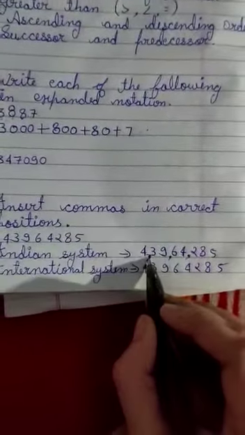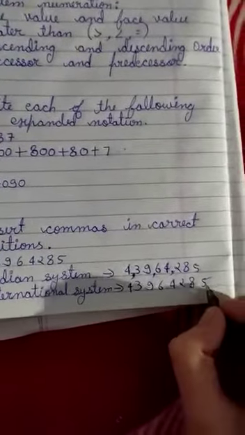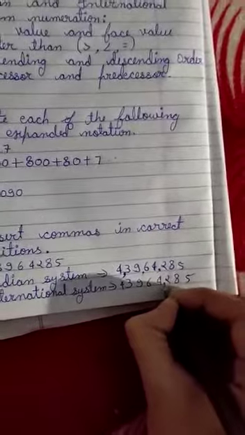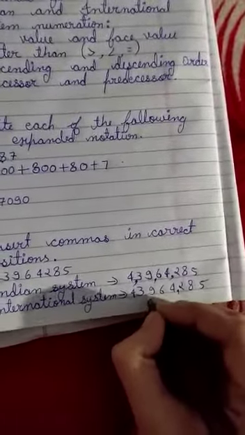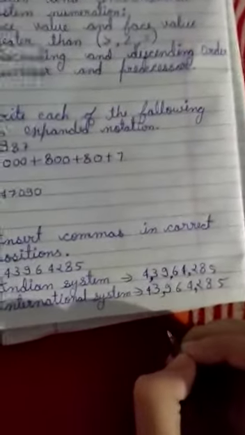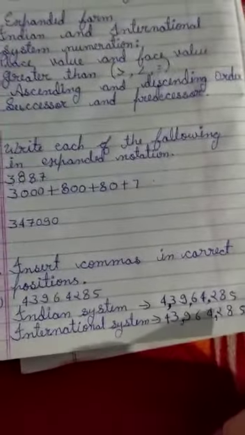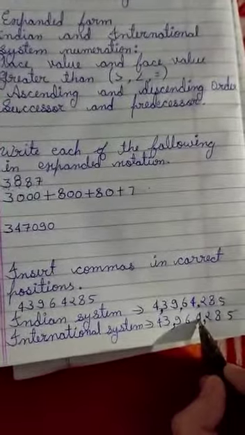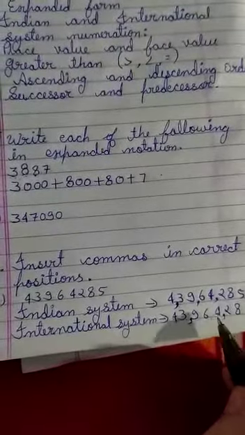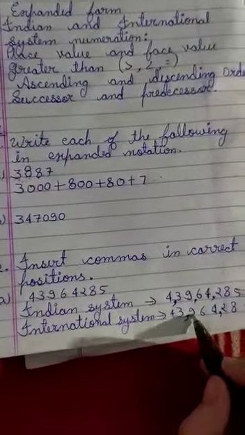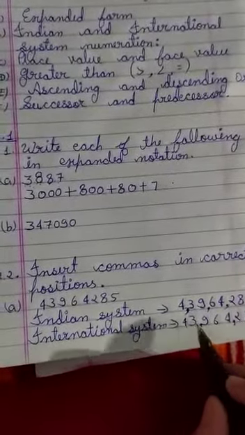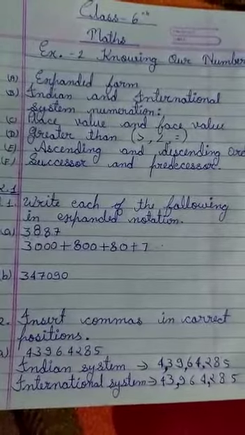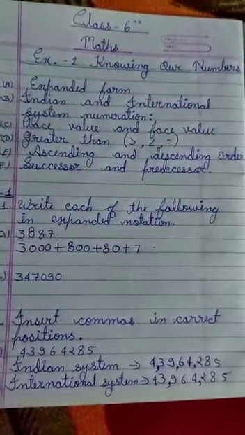In the international system we put commas after every 3 digits. So we put a comma here, and after 3 numbers we put a comma again. In the international system here are ones, tens, hundreds, thousands, 10,000, 100,000s, and this is million and 10 million. We have the Indian and international systems to read and write our numbers.